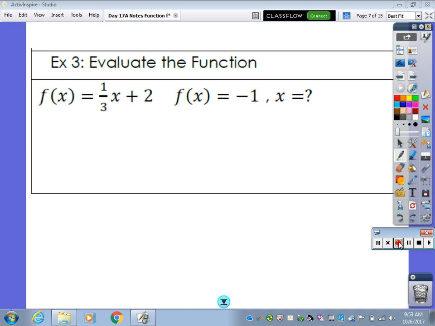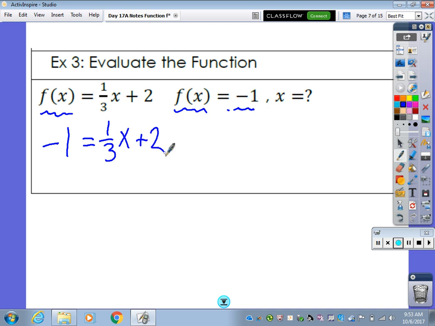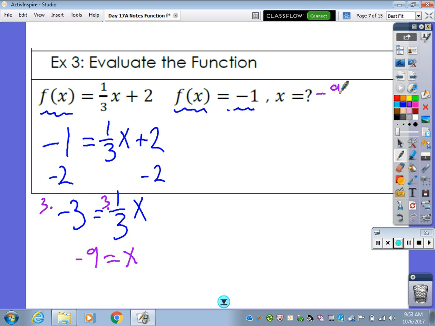Let's do one last example of this type of evaluating for the x value. If I have the function f of x is equal to negative 1, instead of f of x, I substitute negative 1. We will have 1/3 x plus 2. In order to solve for x, I will undo addition and subtraction first. Subtract 2 from each side. Negative 1 minus 2 is negative 3, which is equal to 1/3 x. In order to get rid of the fraction, I will multiply each side by the denominator, each side by 3. I'll have negative 9 is equal to x. So the x value we're looking for is negative 9.